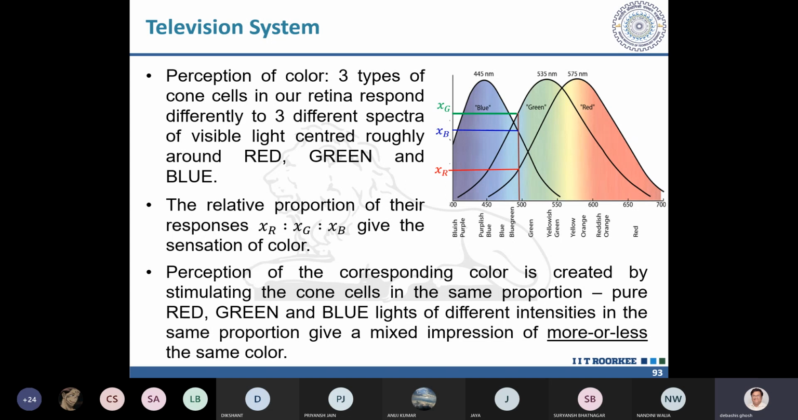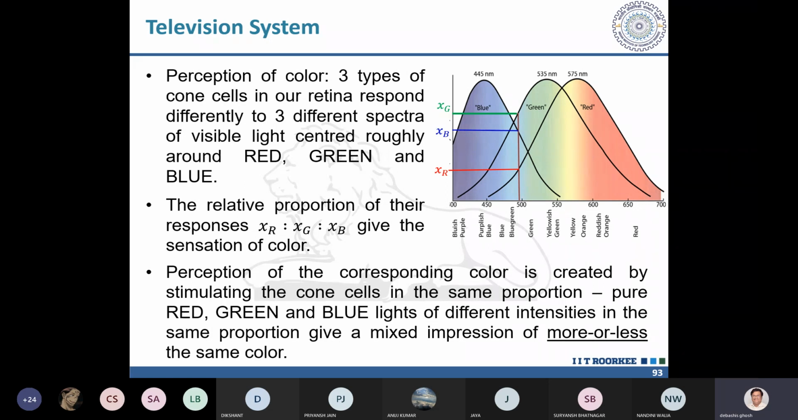So if a blue light, or say ultraviolet or violet light, is falling in my eye, then XR will be almost 0, XG will be almost 0, and XB will be very high. So when my blue cone cells are responding much more than the red and green ones, I know that this is a blue color. That is how the color sensation comes. So we want to produce the same sensation in order to make a color.